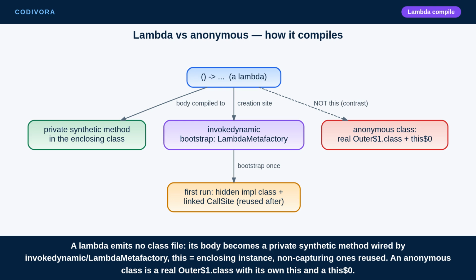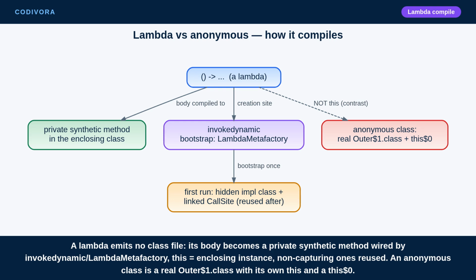A lambda emits no extra class file at all. Instead, the compiler puts the lambda's body into a private synthetic method in the enclosing class and plants an invokedynamic instruction at the creation site, whose bootstrap is LambdaMetafactory. On the first run, that bootstrap spins up a hidden implementation class and links the call site. Every later run reuses it.